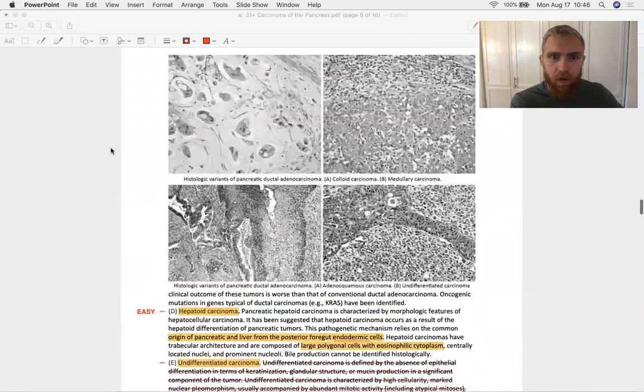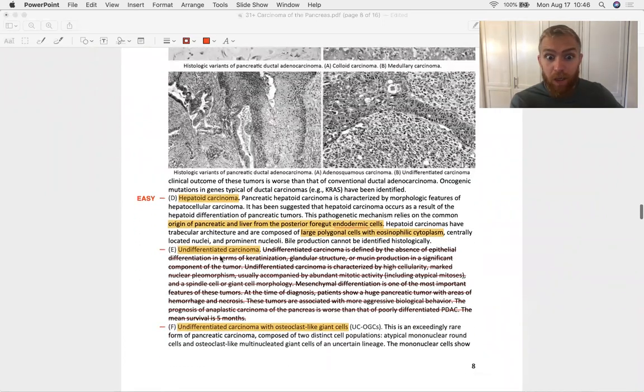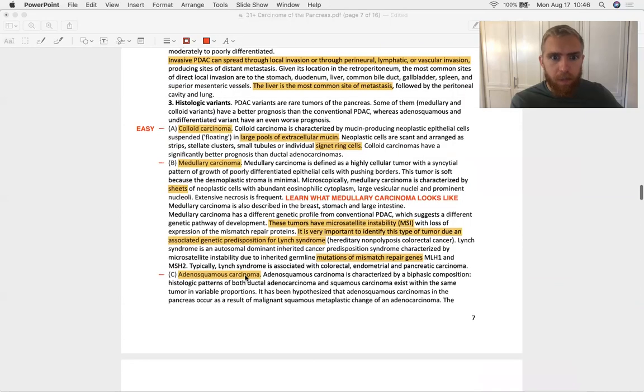What's the one that doesn't have the favorable prognosis? Undifferentiated is definitely going to have a poor prognosis. That's going to be aggressive.